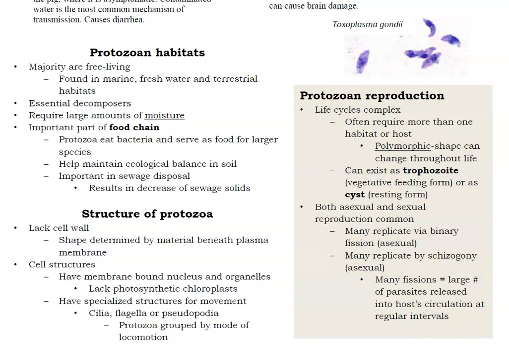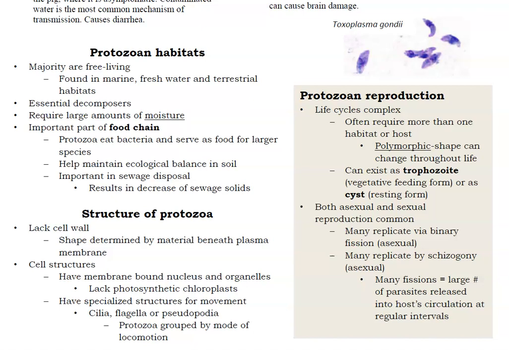Most protozoans are free-living, found in marine, freshwater, and terrestrial habitats. They're essential decomposers. They require large amounts of moisture. They're an important part of the food chain. Protozoa eat bacteria, and they serve as food for larger species. They help maintain an ecological balance in the soil, and they're very important in sewage disposal. They result in decrease of sewage solids.